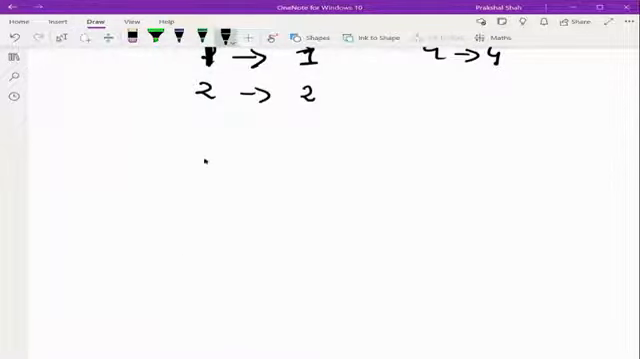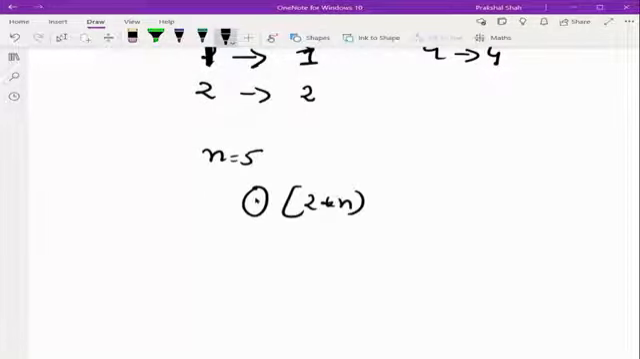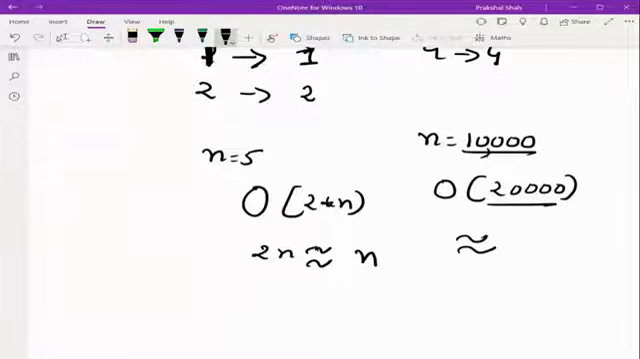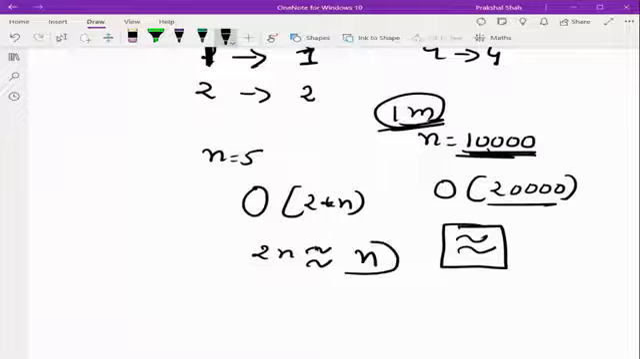Suppose I have n equal to 5, and I have a complexity of 2 into n. Let's say my n is 10,000, so I'll multiply it: order of 20,000. In a larger, broader scenario, 10,000 and 20,000 would be somewhat equal. If I'm talking about 1 million, then compared to this 1 million, this 10,000 would be a negligible term. So we will ignore that and say it is order of n. Basically, we have ignored this constant.